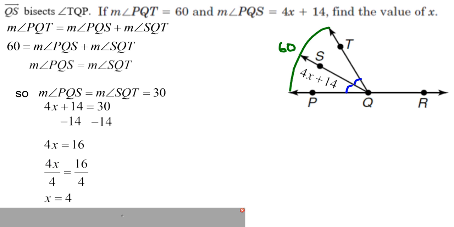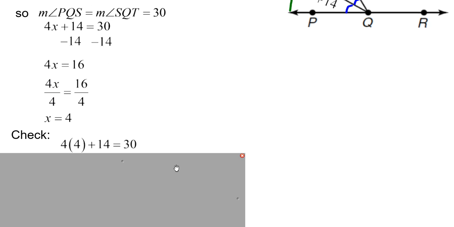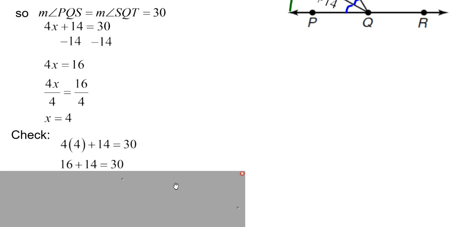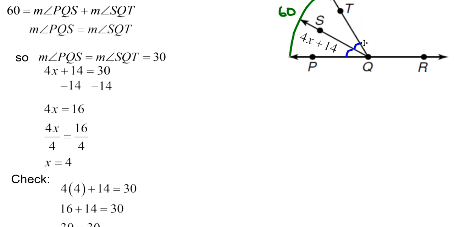Well, let's check and make sure that's true. So we're going to substitute it back into our expression here and make sure it's balanced, and then also double check the original equation, right? That this angle and this angle gives you your 60 degrees. So for our check, putting it back in, so we're going to have 16 and 14. Does that give you 30? It does. If this angle is 30 and this angle is 30, it gives you back to the 60 where you started from.